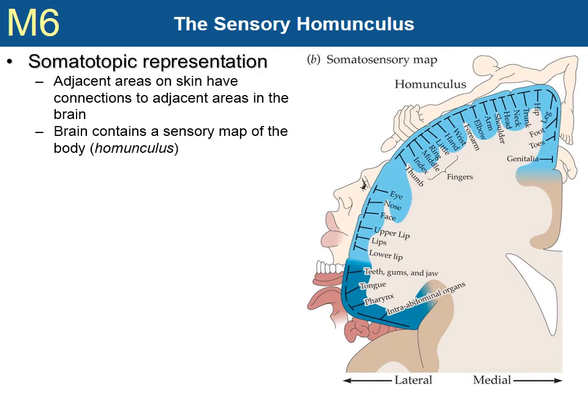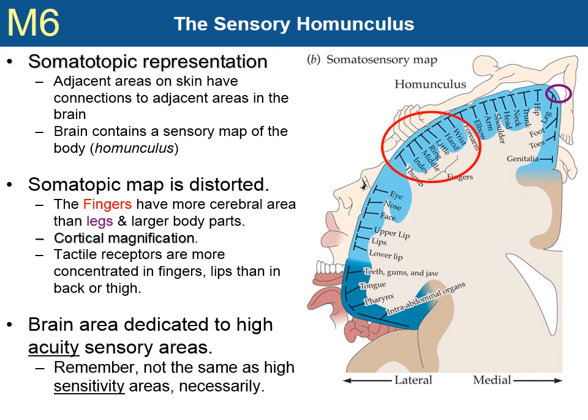Other characteristics of the somatosensory cortex include somatopic representation and cortical magnification. These should sound somewhat familiar. Somatopic representation is akin to topographic representation discussed when we covered the primary visual cortex. What it means is that adjacent areas on the skin have connections to adjacent areas in the brain. It can be said that the brain contains a sensory map of the body, often referred to as a homunculus or little man.